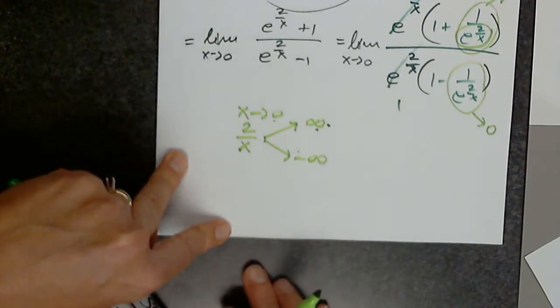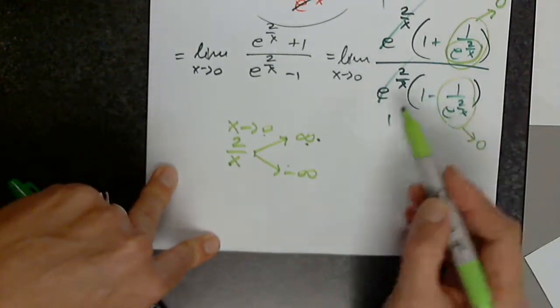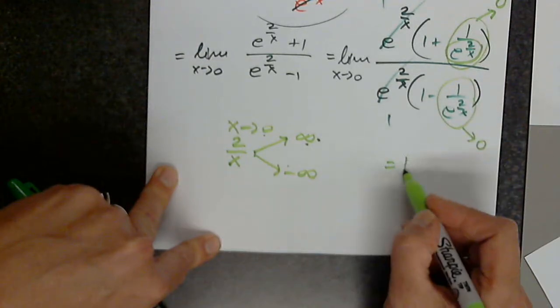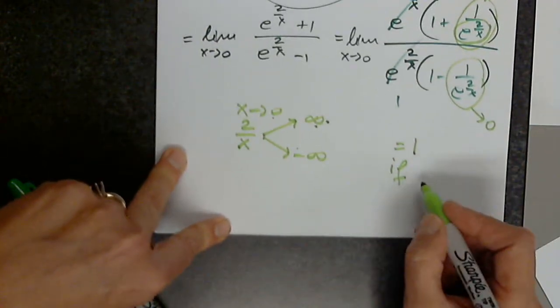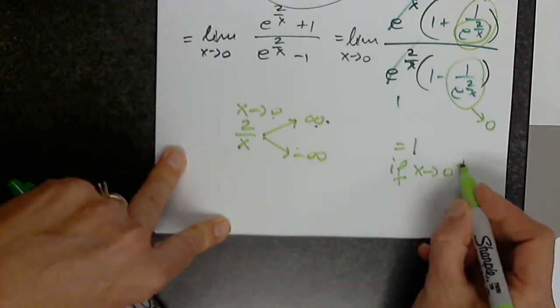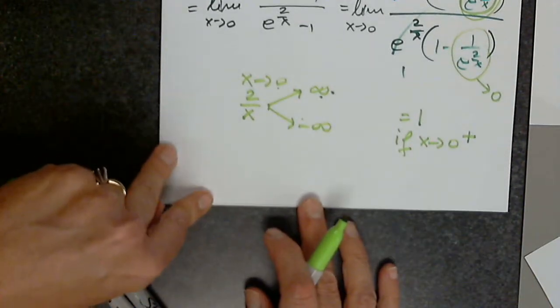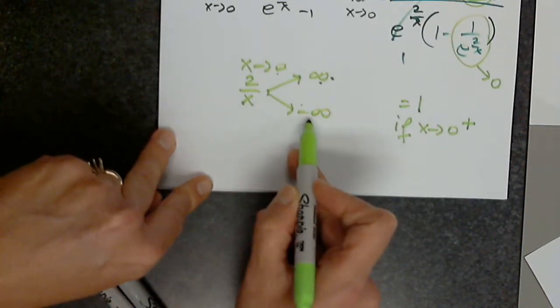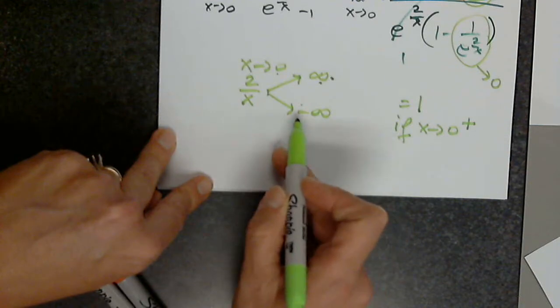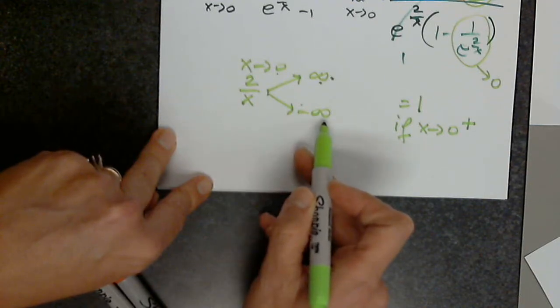So say it again. So then the limit will be 1. And I have to say if x approaches 0 from the right. But I also have to discuss the situation in which x approaches 0 from the left.